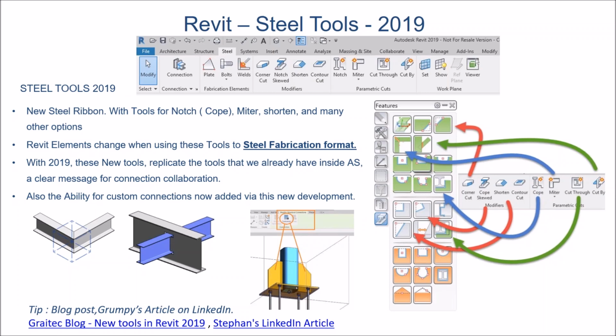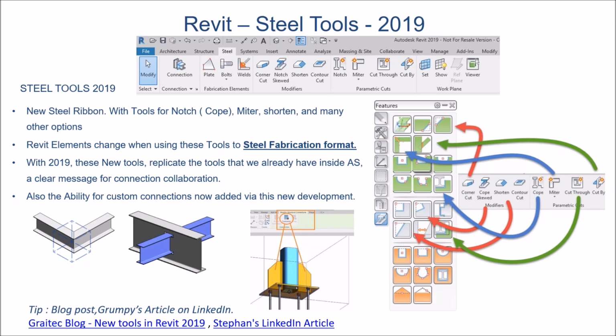So you can cut the corner of a plate off, put a notch in, a shortening and a contour cut. These kinds of tools weren't available before in the 2018 version, but now we see a definite change and a better integration to enable you to build the basic building blocks of steel fabrication elements that we would traditionally do at a detail level inside the Advanced Steel platform. So now you have the ability to do that inside the Revit platform, to build your own connections, to draw your own plates properly.